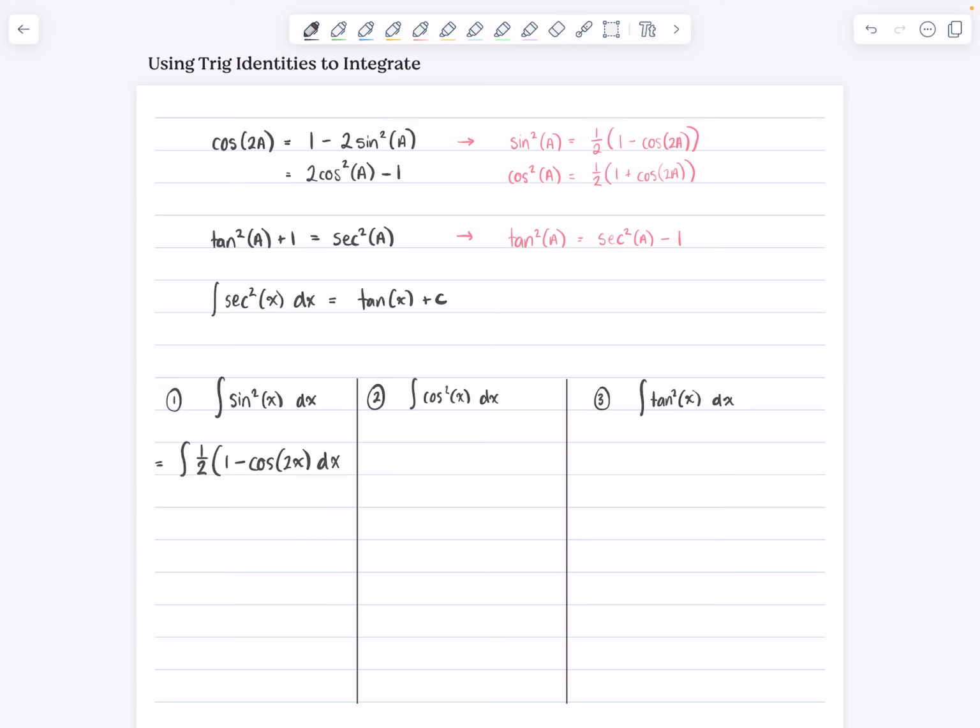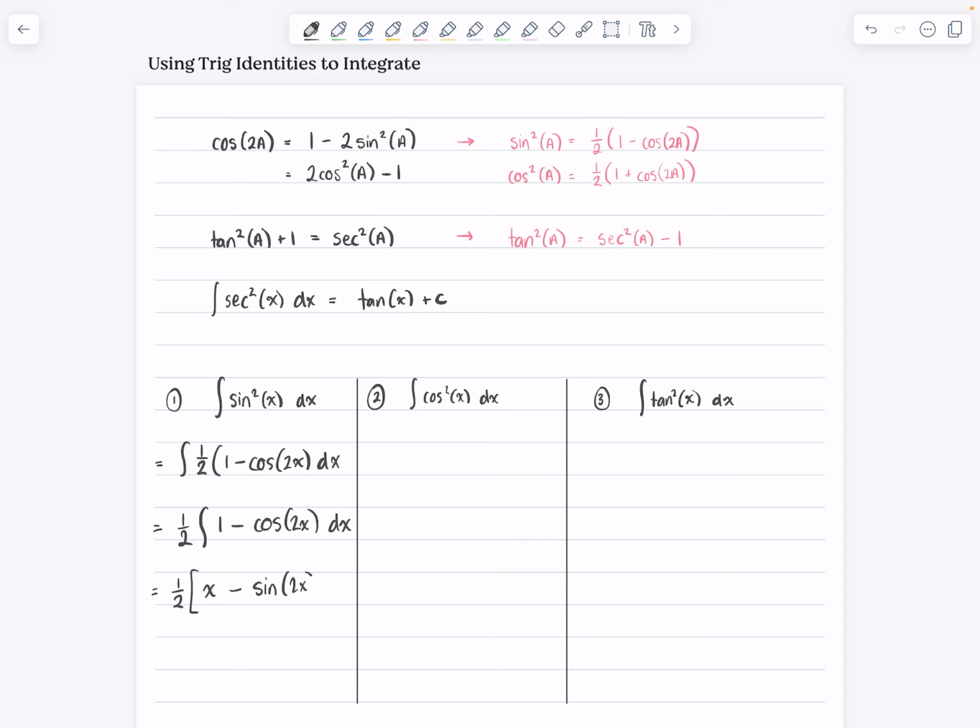So from here, I'm going to just pull out the half outside of the integrand. It just makes it a bit easier to work with, and then I'm going to have 1 minus cos of 2x, all with respect to x. Then I'm going to actually do the integral. So it's going to be half out the front of 1 integrated with respect to x is just x. And now I have negative cos 2x. So negative cos integrates to negative sine. So it's going to be negative sine of 2x.